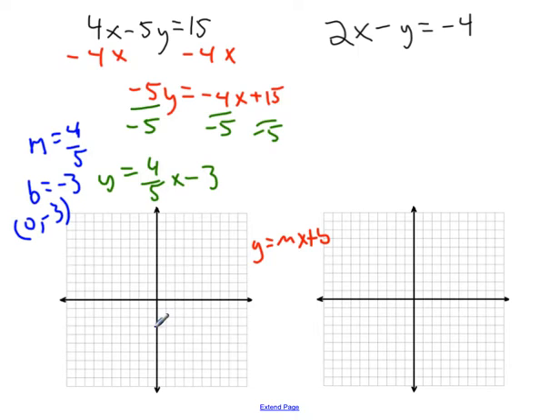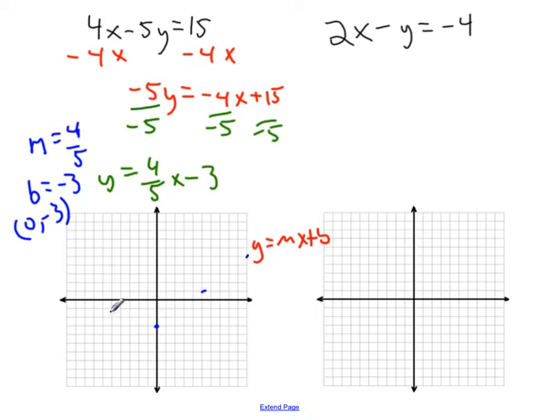Our y-intercept is negative 3, and now let's have some fun plotting the slope. Our slope is 4/5, so we go up 1, 2, 3, 4. We go over 5, 1, 2, 3, 4, 5. We'll go up 1, 2, 3, 4, and over 1, 2, 3, 4, 5, and we're at the edge of the graph. And that's enough that we could plot this line.